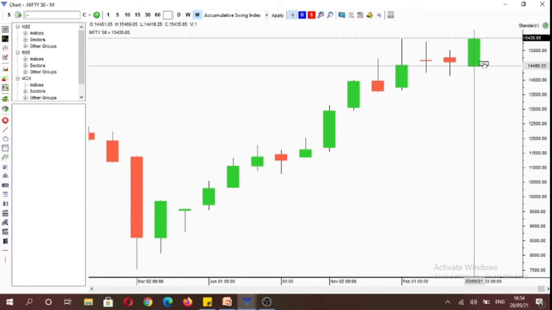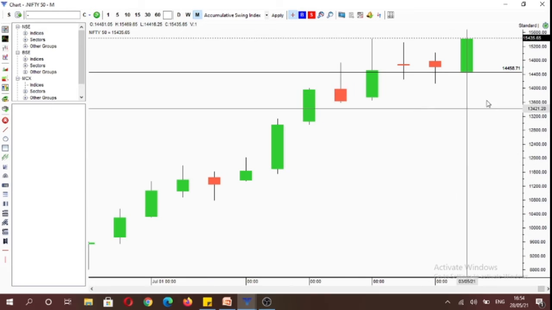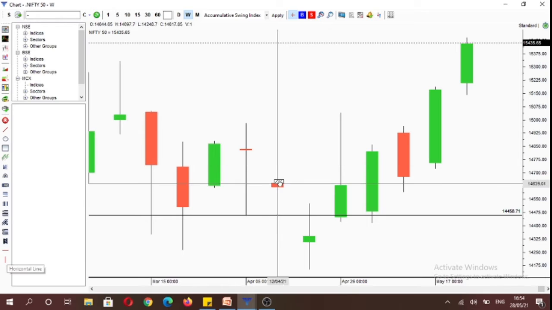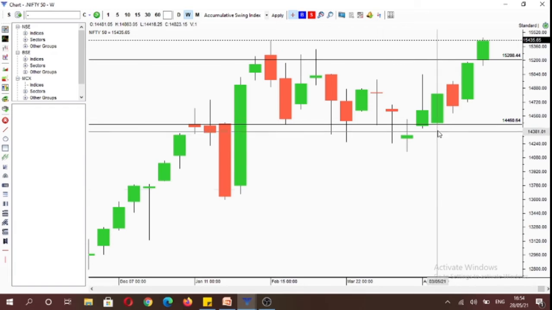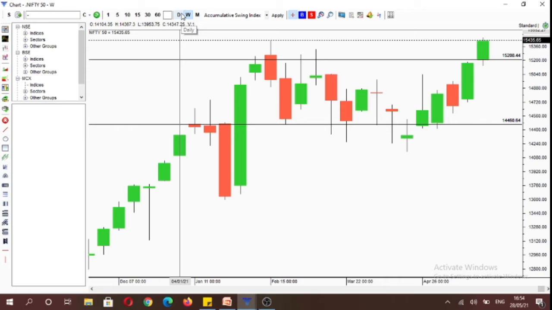If we analyze the index on multiple time frames, you will see that on the monthly time frame we are trading above the opening print 14,481 level. So on the monthly time frame, the market is under control of buyers. And if we see the weekly time frame, the market is under control of buyers as it was trading above 15,211. You would see that on both monthly and weekly time frames, we are trading above the opening prices, which means that the market is under control of buyers on all the time frames.